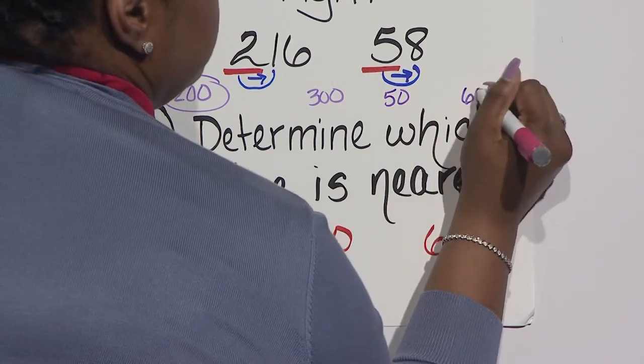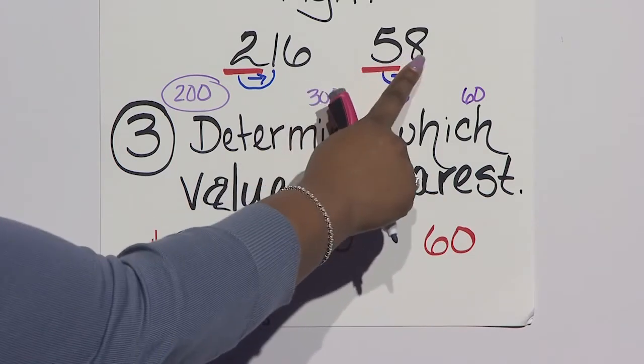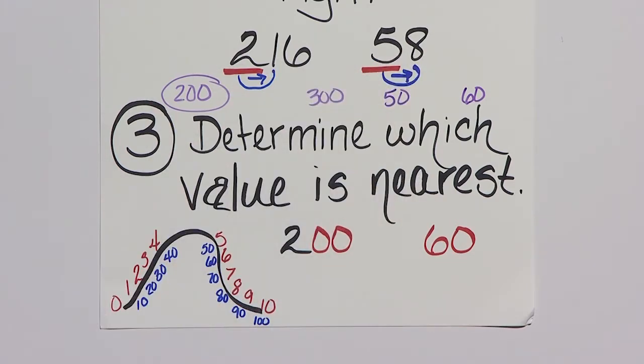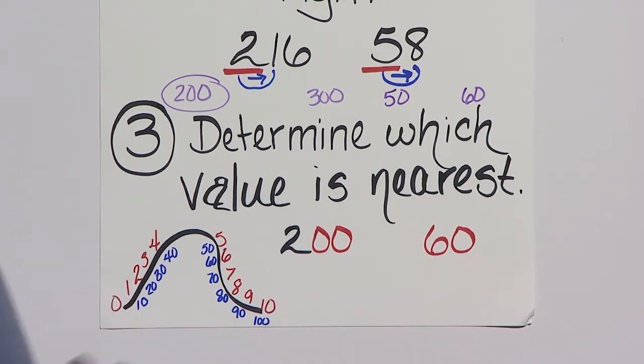60. Awesome. Okay? Now let's look at my ones. So if this is 50 and this is 60, 50, 1, 2, 3, 4, 5, 6, 7, 8. What am I closest to? 60. Good. And that's why we round to 60.